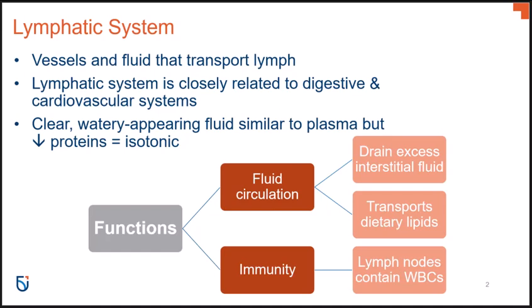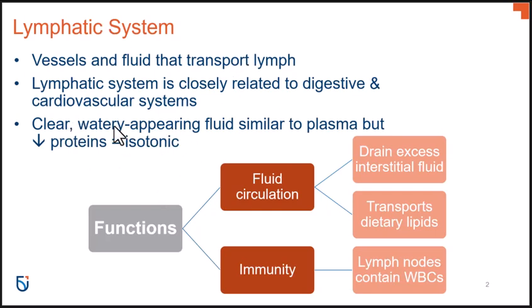Lymph, or what we call the lymphatic fluid, is the clear, watery appearing fluid that is found within our lymphatic vessels. Lymph sort of resembles our blood plasma, but it contains a much lower percentage of the proteins that we know are found within plasma. Lymphatic fluid is also an isotonic solution.